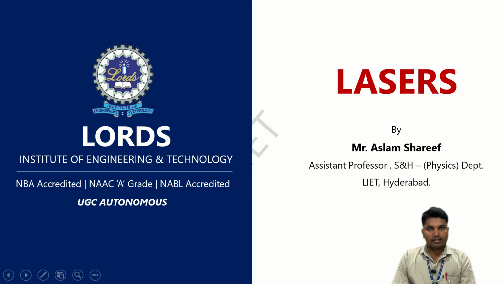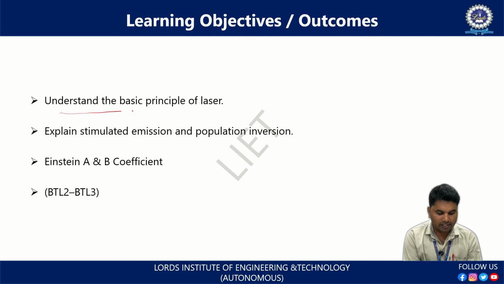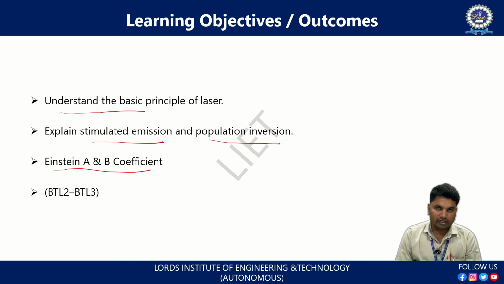Today we are going to discuss some basic concepts related to laser in a series of laser chapters. Let's see what is there in the next. First, we'll go with the learning objective and outcome. So here we are going to cover understanding the basic principle of lasers, and explain stimulated emission and population inversion. Also, we'll be seeing Einstein A and B coefficients. And with respect to this, the Bloom taxonomy levels we are going to cover will be BTL2 and BTL3 respectively.